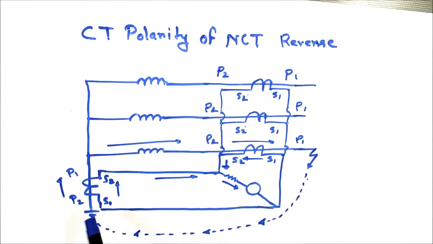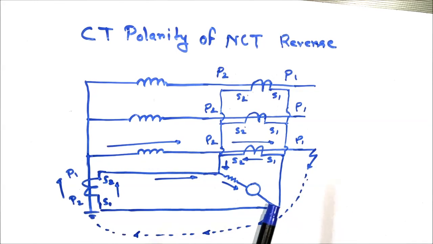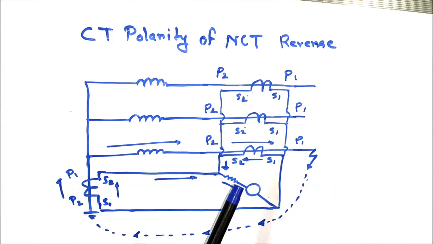That is, if the NCT polarity is wrongly connected or gets reversed, then under through fault condition the relay will operate. But under normal condition there will be no maloperation.